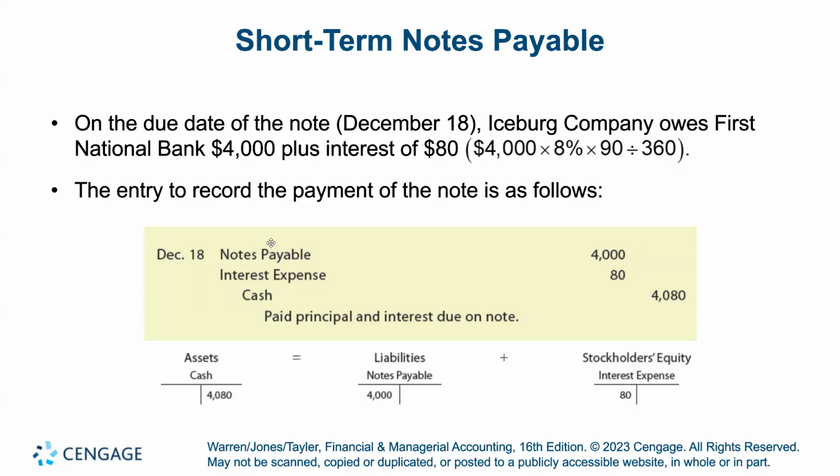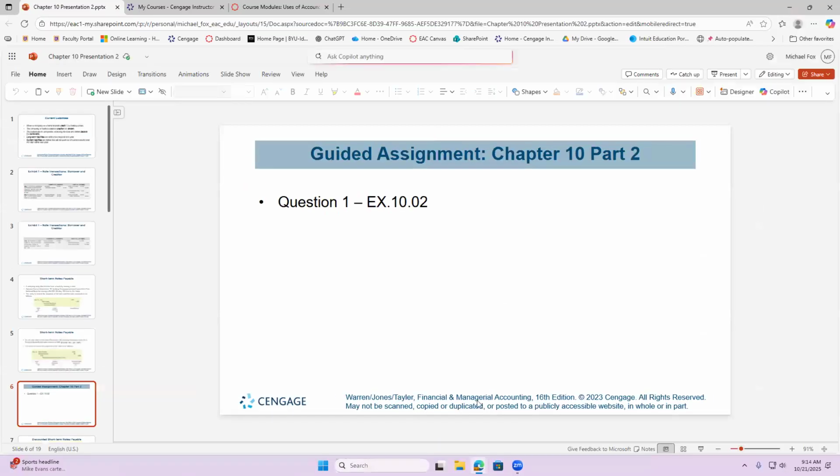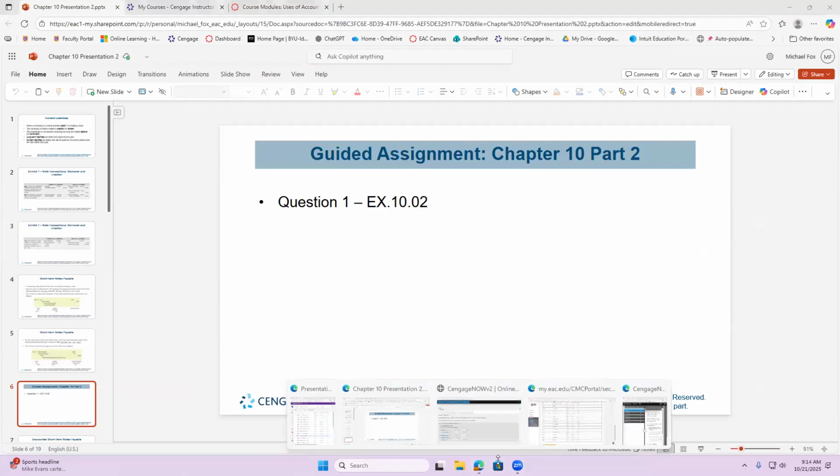And that gives us our interest expense. And then when we pay it back, our notes payable goes down or is debited by $4,000. Our interest expense goes up by 80, so it's debited because expenses get debited to increase. And then the cash paid goes down or is credited 4,080. Or in other words, we got $4,000, we used it for 90 days, we gave the 4,000 back plus $80 in interest. That's how it works. Easy. All right, so let's look at one in the guided assignment, chapter 10, part D.